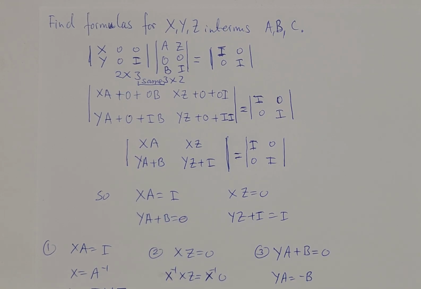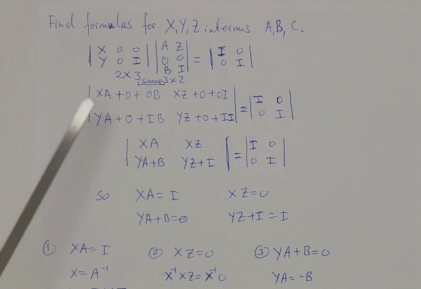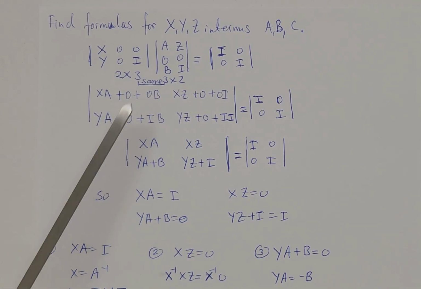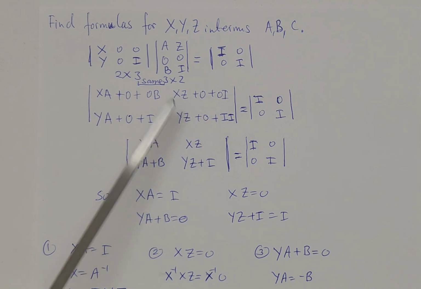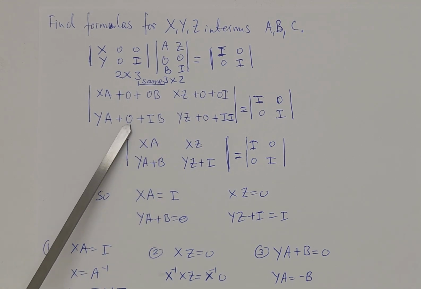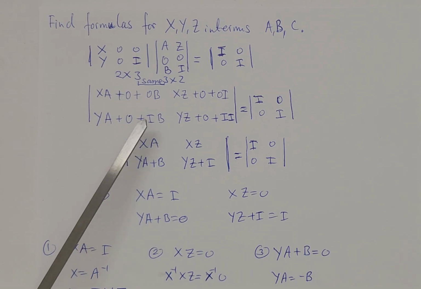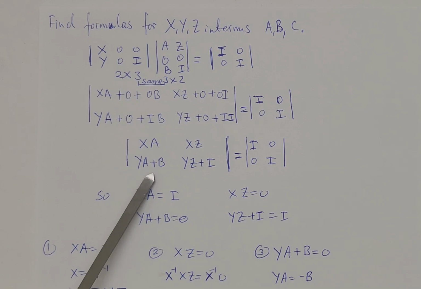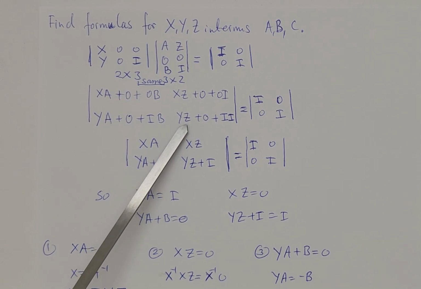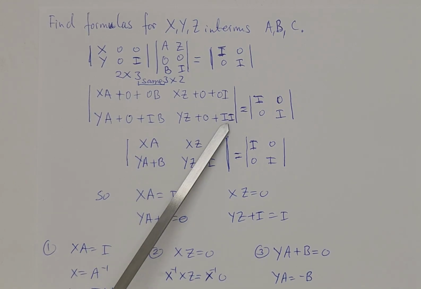Now let's simplify this so it looks nice and neat. The 0s go away, so I just have xa. The 0s go away, I just have xz. The 0 goes away, I times b, just think of I as 1, so 1 times b is b, so ya plus b. And then yz plus 0, the 0 goes away, I is just I.